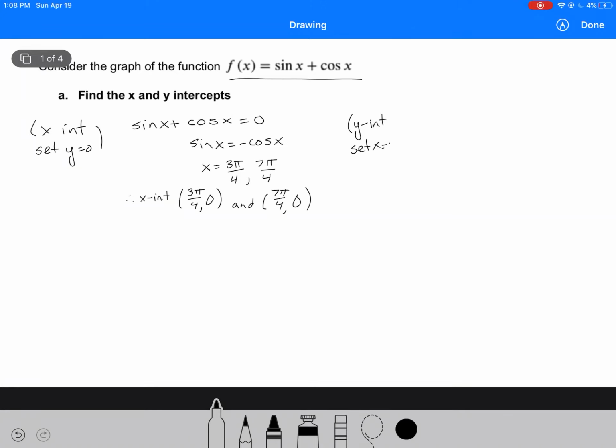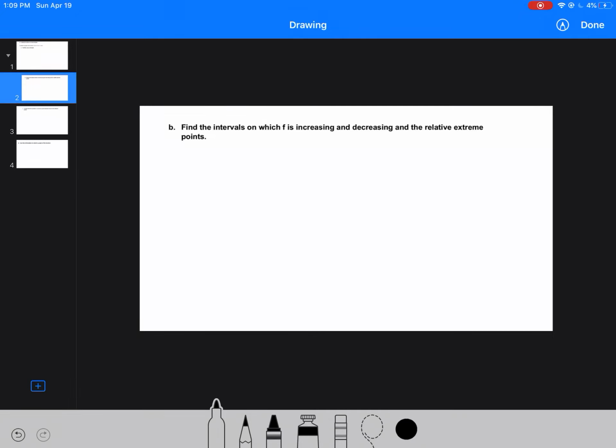For the y-intercept, we're going to set x equal to 0. So we've got f of 0 equals sine 0 plus cos 0, which is going to give us 1. So that means that our y-intercept is (0, 1). Great. Let's go on to the next slide.